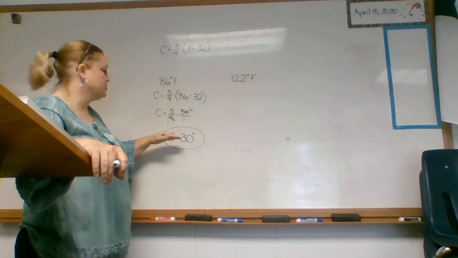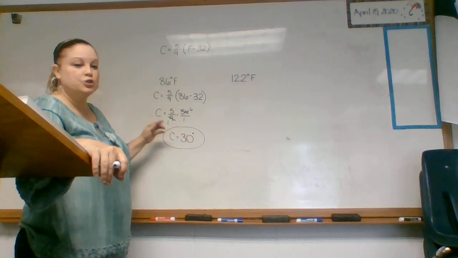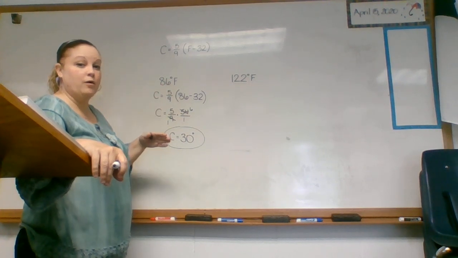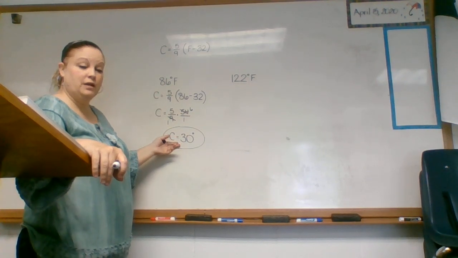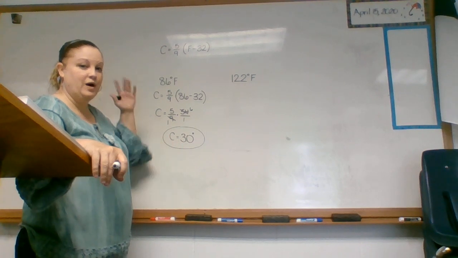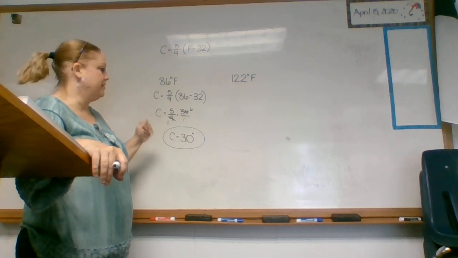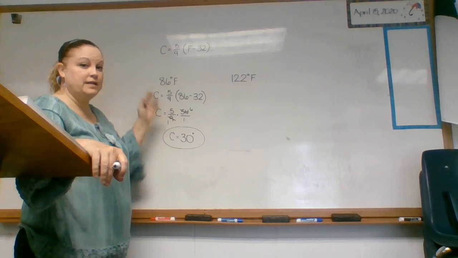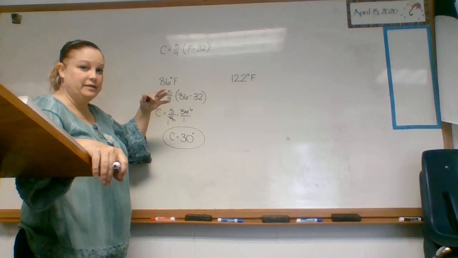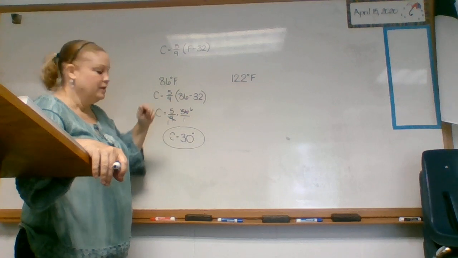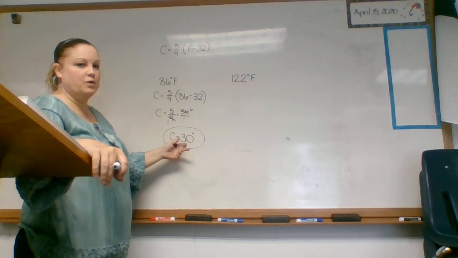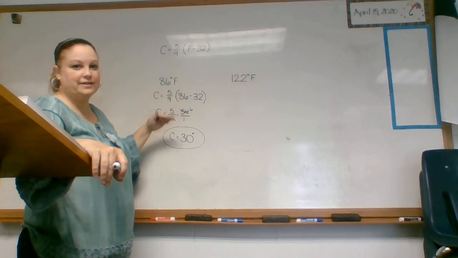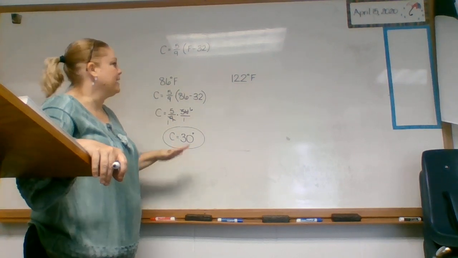So a way of checking yourself is always your Fahrenheit degrees, or your measurement or your temperature is always going to be greater than the Celsius. So if you've come up with an answer that's higher than this, you are way wrong. It's always going to be lower Celsius value, higher Fahrenheit value. And you can even remember that because in alphabetical order, C comes before F, A, B, C, D, E, F. So this temperature will always come first in order. 30 comes before 86, Celsius comes before Fahrenheit.